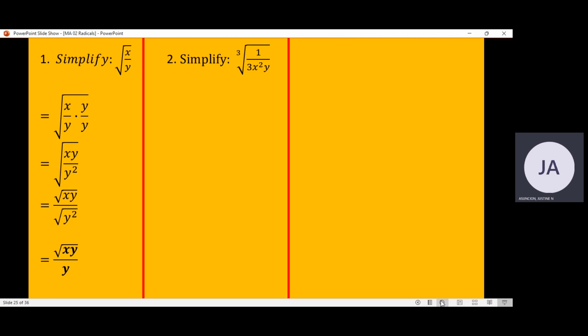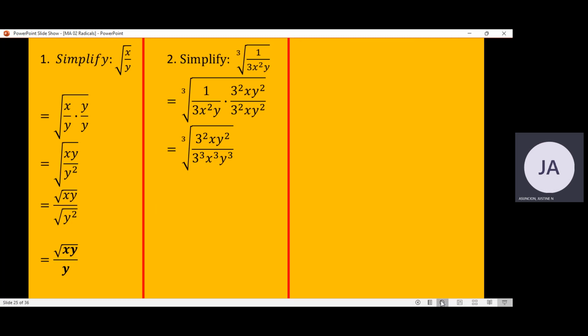Since we have x squared available here, we need to multiply by another x to have an x cube. And for y, we need to multiply y squared. So we need to multiply the numerator and denominator by 3 squared xy squared. Again, 3 times 3 squared is simply 3 cube, x squared times x is x cube, and y times y squared is y cube.